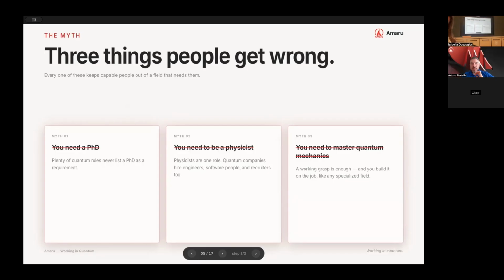And for the most part, that can get you really, really far. Now, of course, if we talk about more technical roles, you want to have more than just a working understanding of the vocabulary. But for the other non-technical functions, a working vocabulary of what quantum is is sufficient. So I wanted to go through those myths first.